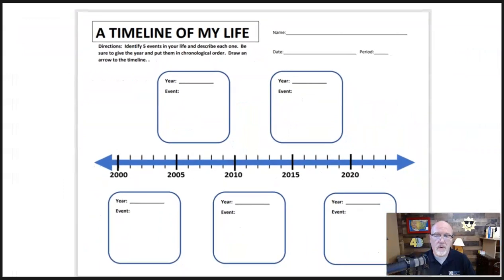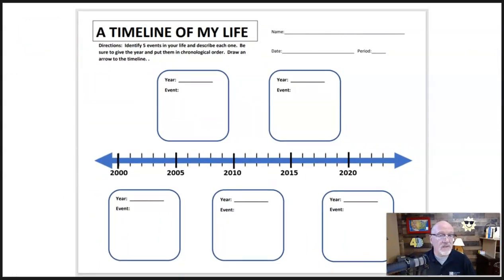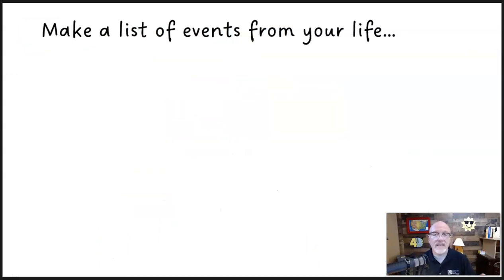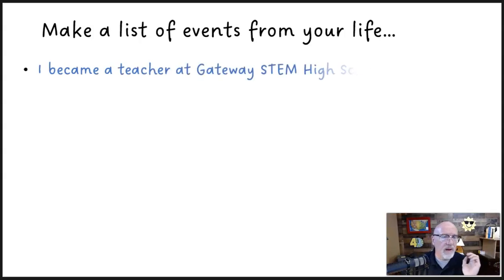All right, so we're going to work on the timeline. So first thing you want to do is make a list of events from your life and make sure that these are events that you are comfortable sharing. And when you make your rough list, it doesn't have to be in any particular order. So I'm going to just make mine real quick here.